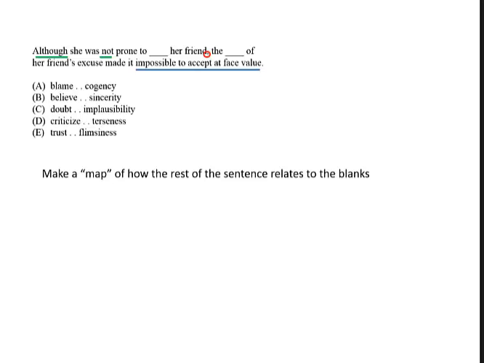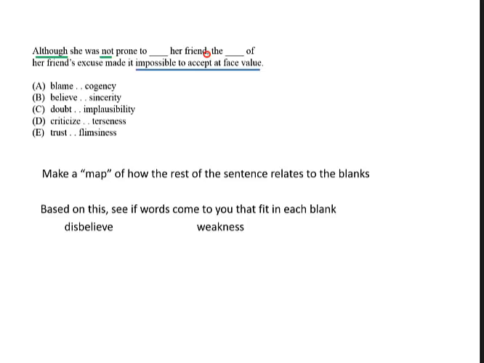So that means she doesn't believe, or she thinks she may be being lied to. So she wasn't prone to, I'm starting to think of words, and let's see, disbelieve seems to make a whole lot of sense. She was not prone to disbelieve her friend, but the blank of her friend's excuse made it impossible to accept. So, best word I can come up with there is weakness. And I'm probably not going to find these two words, but they're going to help me evaluate the words one by one. Now that I've come up with some guide words, I'm going to go back to the sentence.